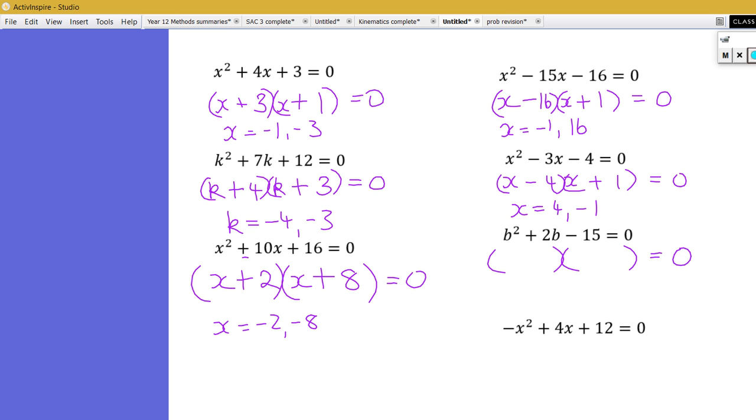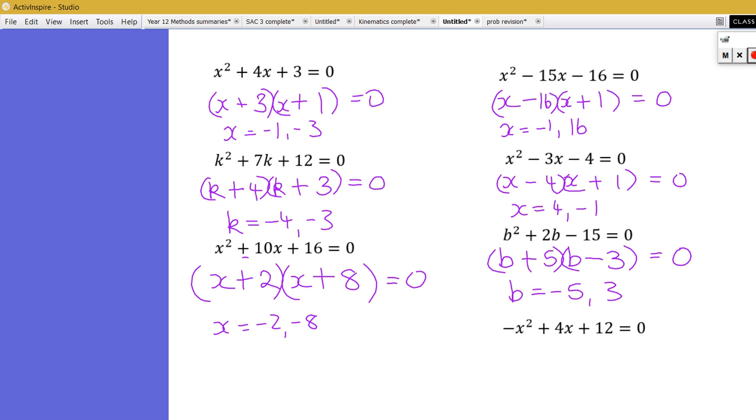All right, we need two numbers that multiply to be 15, and the difference between them has to be 2. So we know it's 5 and 3. So 5 and 3, and they end in a negative, so the two signs will be different. The first sign is a plus, so the bigger number will be a plus. So b is equal to -5 and 3.